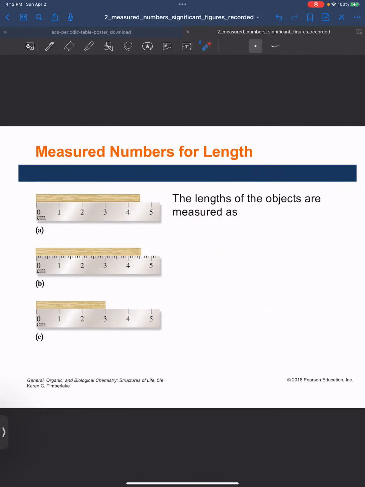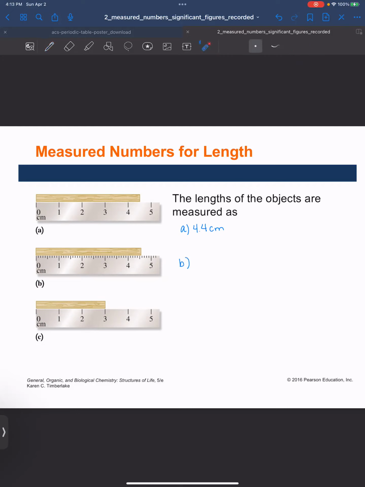Now I encourage you to pause the video and determine the measured values given each ruler, and then come back and check your work with me. All right, let's see what you got. So we did A already. Like I said, I had said it was 4.4 centimeters. You may have said 4.5. That last number is estimated, so that's going to vary from person to person.